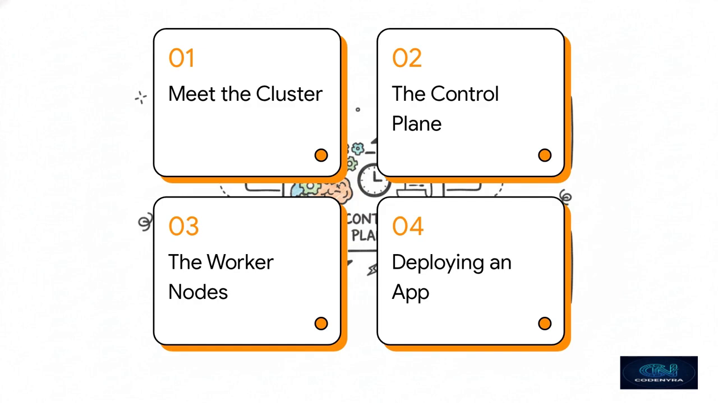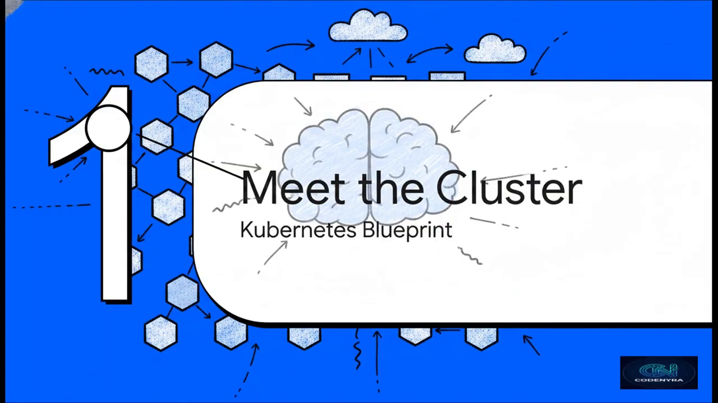Okay, let's dive into this. Here is our roadmap for today. 1. Meet the Kubernetes cluster. 2. The control plane. 3. The worker nodes. And 4. Deploying an application.